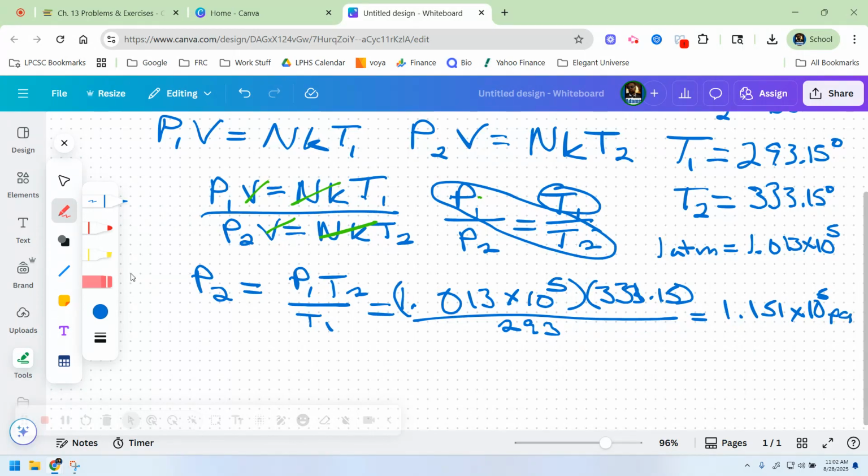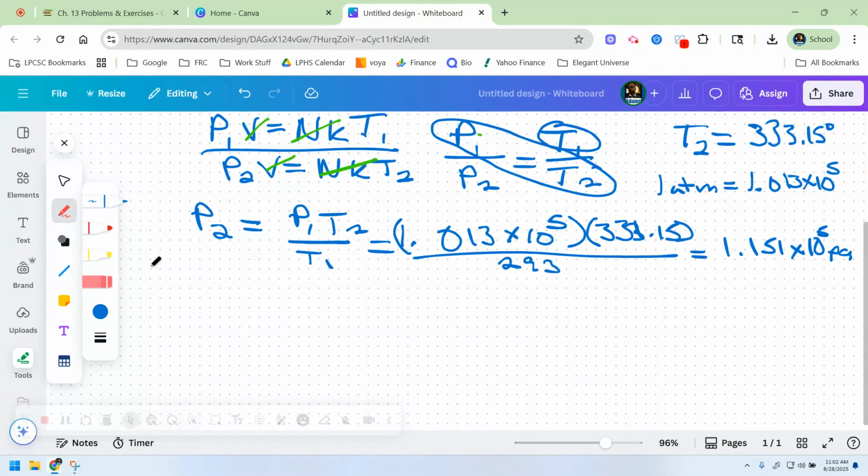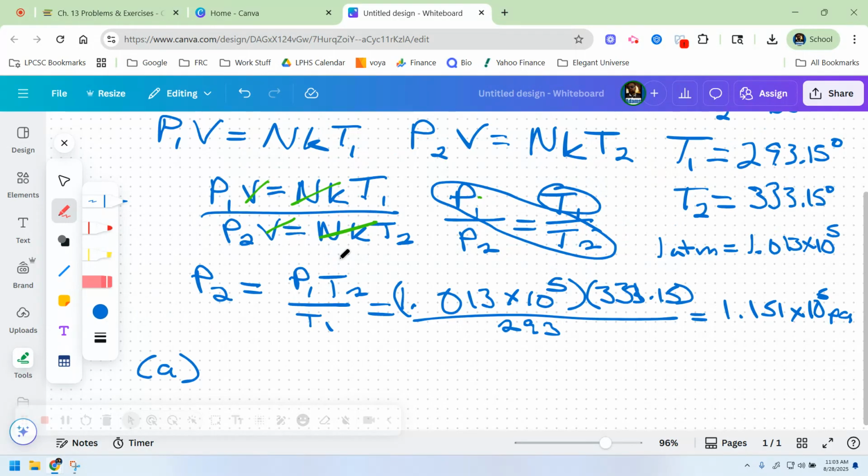All right, so that is just P2, right? And then for part A, we had to find that pressure. For part A, I'm trying to think.